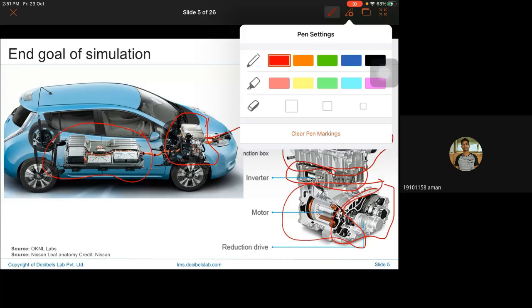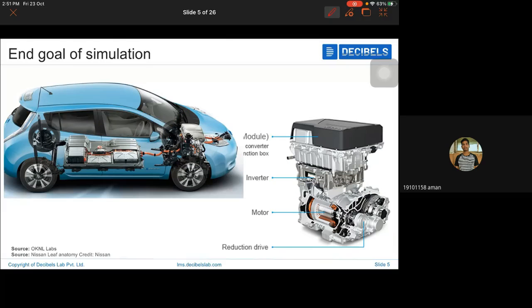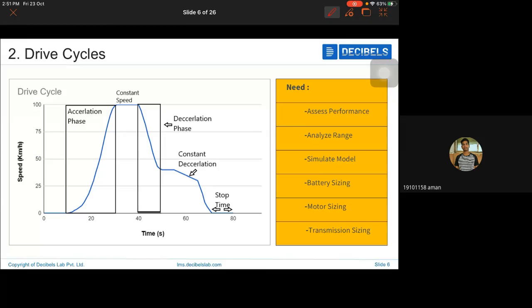Yeah. So now the idea is basically to come to a conclusion on what all the component sizing and optimization studies we have to do, and that's why we use simulation in our studies. So let's start with one of the factors. I would like to know if you are able to understand why we are trying to do a simulation.